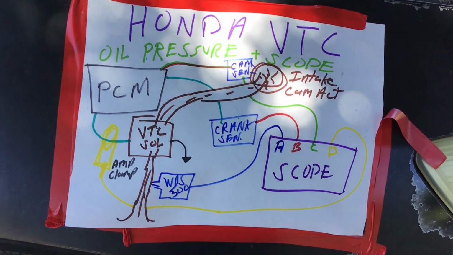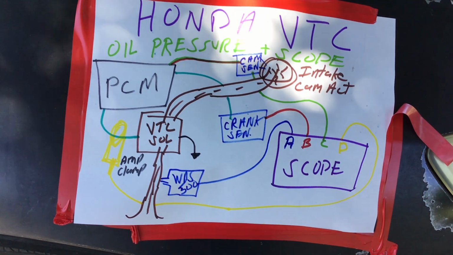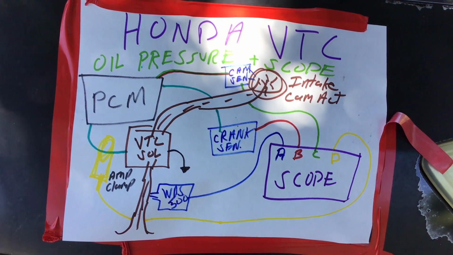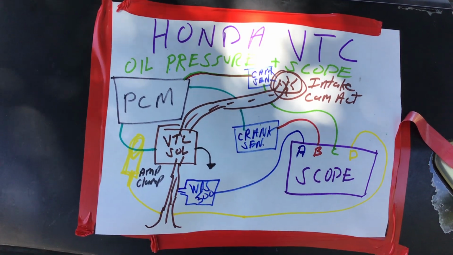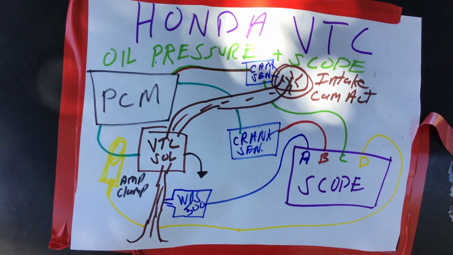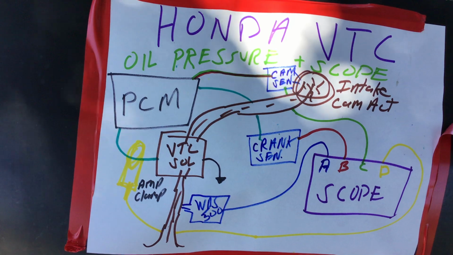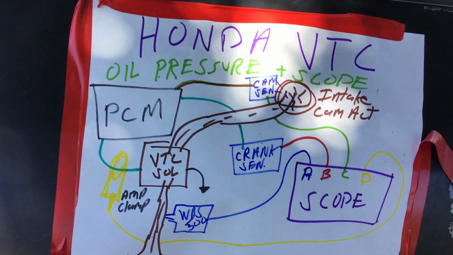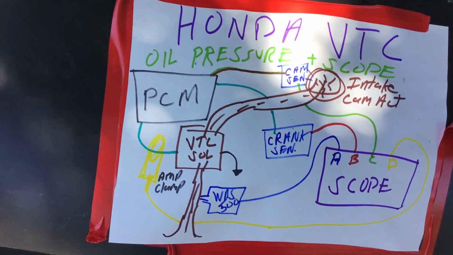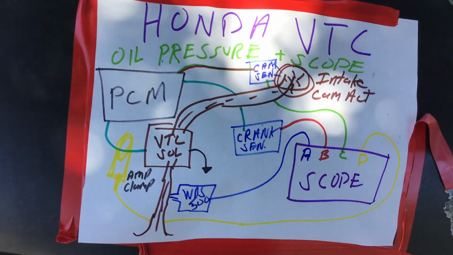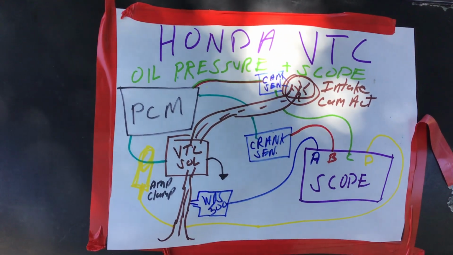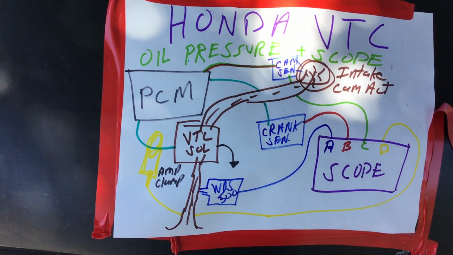Basically the title of this video is Honda VTC, or Variable Valve Timing. VTC means valve timing control, oil pressure, and a scope. We're going to look at the relationship between the VTC solenoid, which is duty cycled by the PCM, and how it advances or phases the intake camshaft. It will phase it to the more advanced position as the duty cycle increases and the oil pressure goes to the chamber in the actuator to move that camshaft so its events happen earlier in the time sequence.